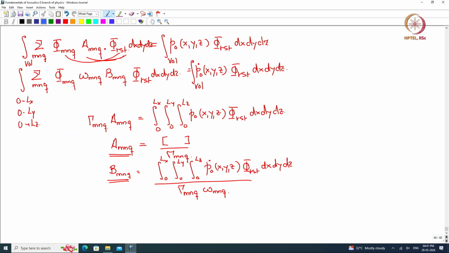What physically it means is that if I have a rectangular box with air inside, and some initial conditions are given, then this box will respond in sound at an infinite number of frequencies. The response will be the sum of all these frequencies.